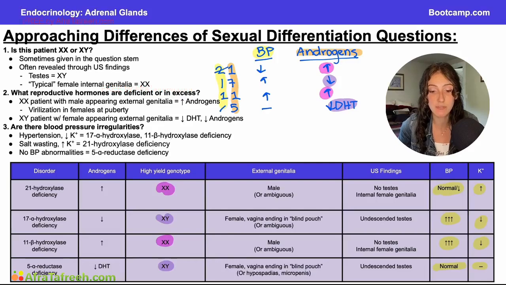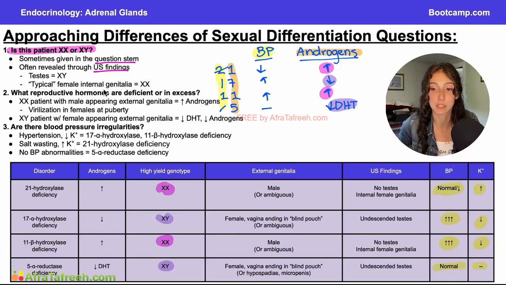And the first question that I want you to be thinking about is: is this patient XX or XY? Sometimes this will be given to you in the question stem. Sometimes they'll say this patient's karyotype is XX or this patient's karyotype is XY, but it's often revealed through the ultrasound findings.